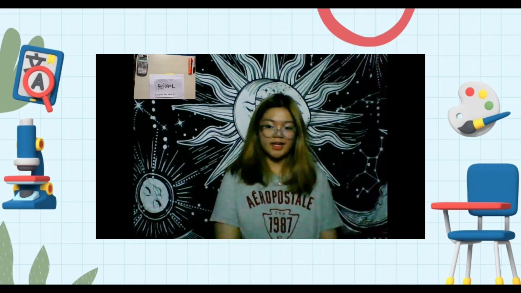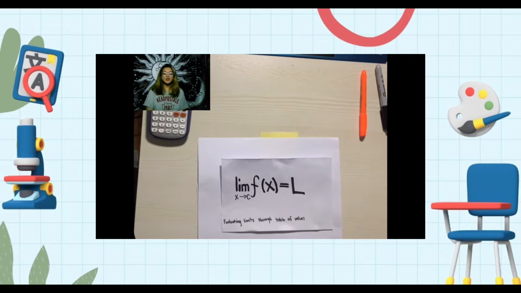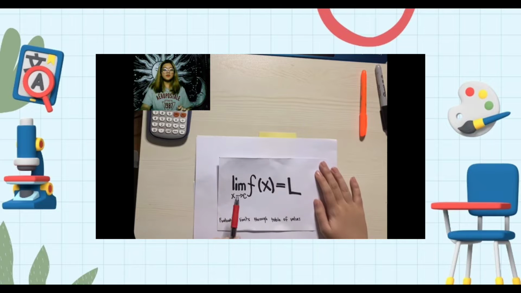So for our math class today, we will all be talking about evaluating limits through table of values. To start our discussion, as you can see here, we have our symbol of limit. So the limit of f of x as x approaches c is equal to L.